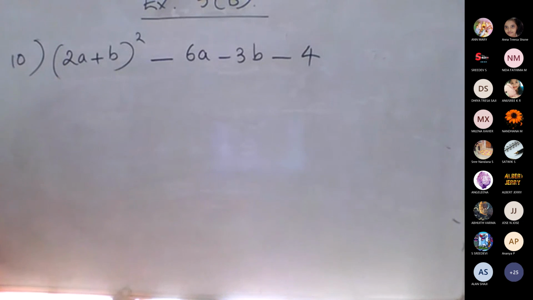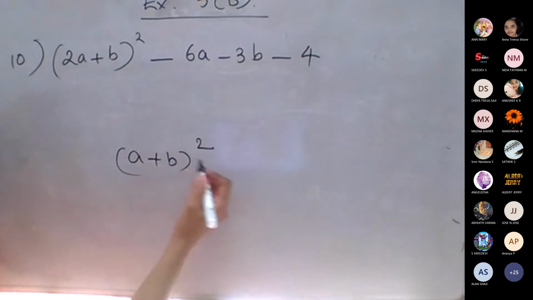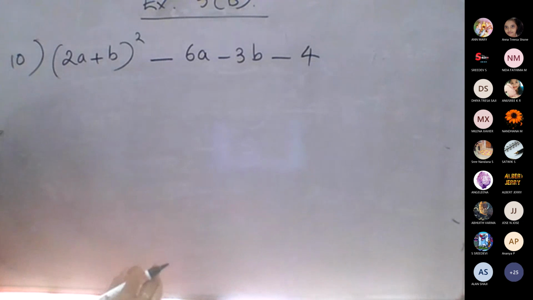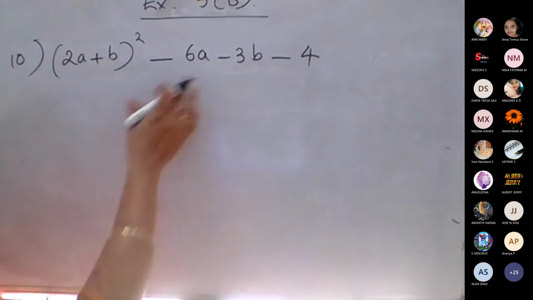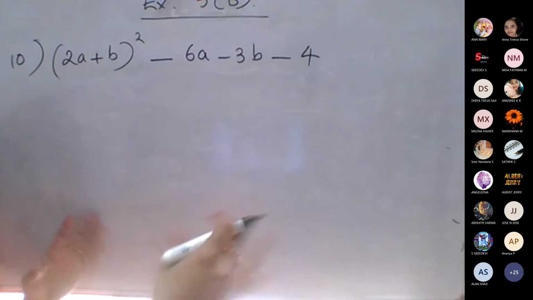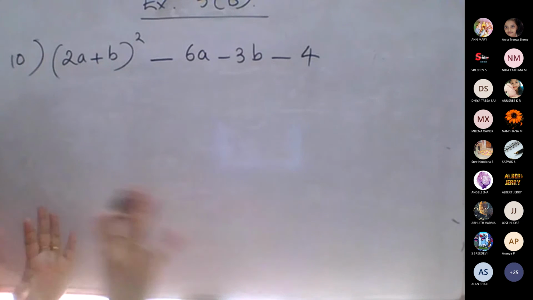2a plus b is the whole square. If we expand in the form of a plus b whole square, it is not possible. So what we can do better is take common factors, that is, group it together, not expand. Expansion means we have to expand. This is not the expansion.